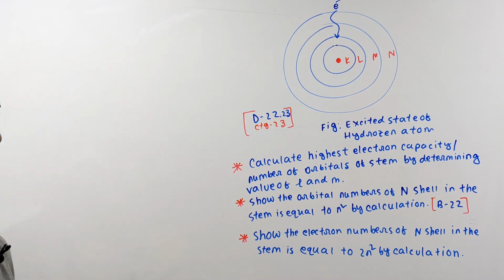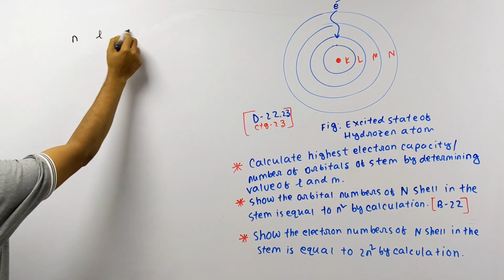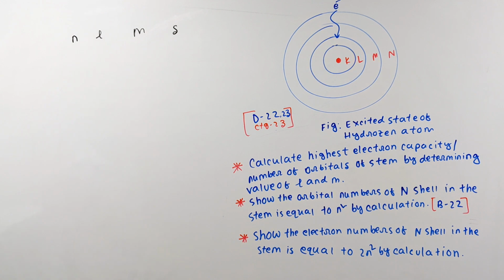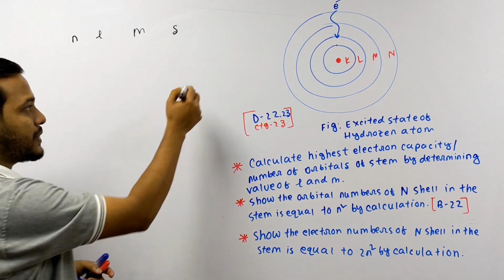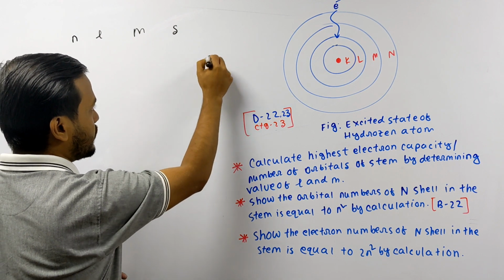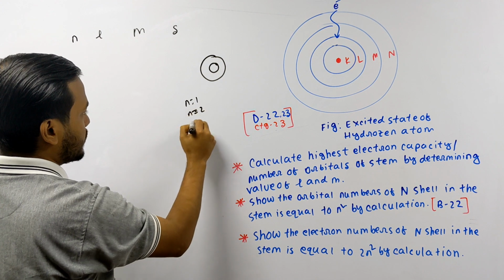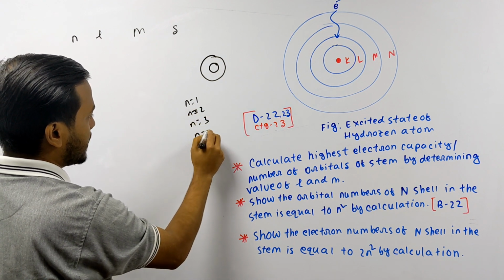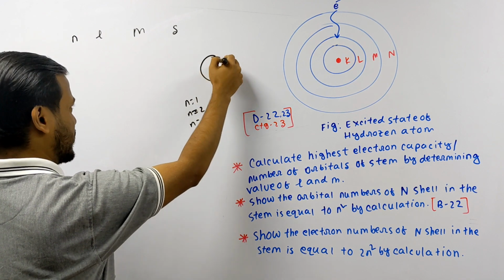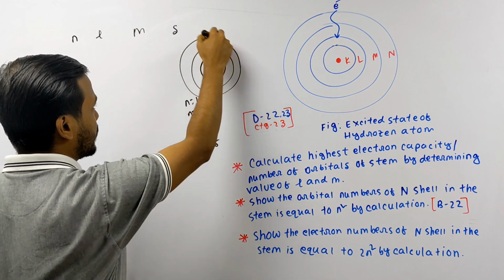First of all, for this problem, we should know the four quantum numbers: n, l, m, s. What is n? n means the principal quantum number. The principal quantum number is the shell number. For the first shell n equals 1, for the second shell n equals 2, for the third shell n equals 3, for the fourth shell n equals 4, for the fifth shell n equals 5. According to Bohr's atom model, this is n equals 1, then n equals 2, 3, 4, 5.